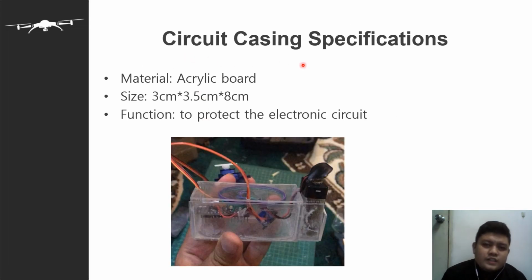Next, for the circuit casing specification, I use the same material, acrylic board, same as the parachute casing just now. The size is 3 cm by 3.5 cm by 8 cm. The function of the circuit casing is to protect the electronic circuit, for example, to protect the circuit from rain.